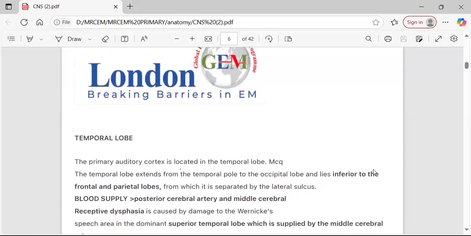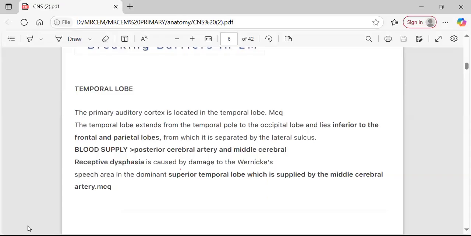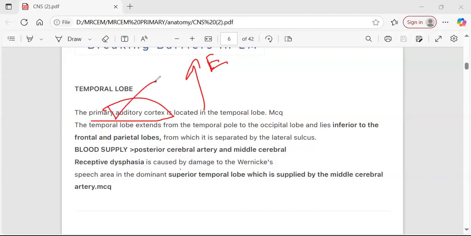Okay, temporal lobe. So I told you that the primary auditory cortex is located in the temporal lobe, because it is near to the ear, the temple region. So that's important to remember that it is the primary auditory cortex.